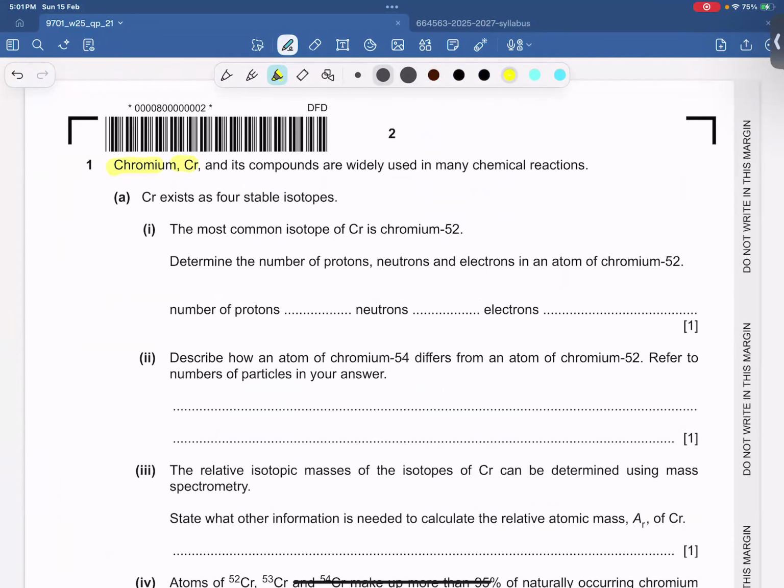Chromium is basically a transition element, and its compounds are widely used in many chemical reactions. Chromium exists as four stable isotopes. The most common isotope of chromium is chromium 52. Determine the number of protons, neutrons, and electrons in an atom of chromium 52.